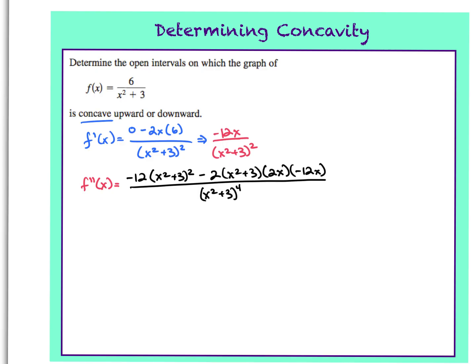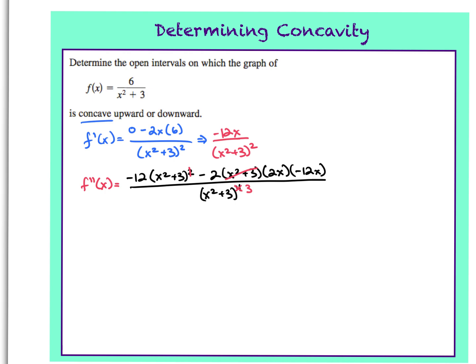What you should notice here is that every term has an x squared plus 3 quantity in it. So I'm going to think about distributing, dividing here. Each power is reduced by 1. So this is going to go bye-bye, this is going to go to a power of 1, and this goes to a power of 3. That's what I would suggest doing first when we're doing our algebra.